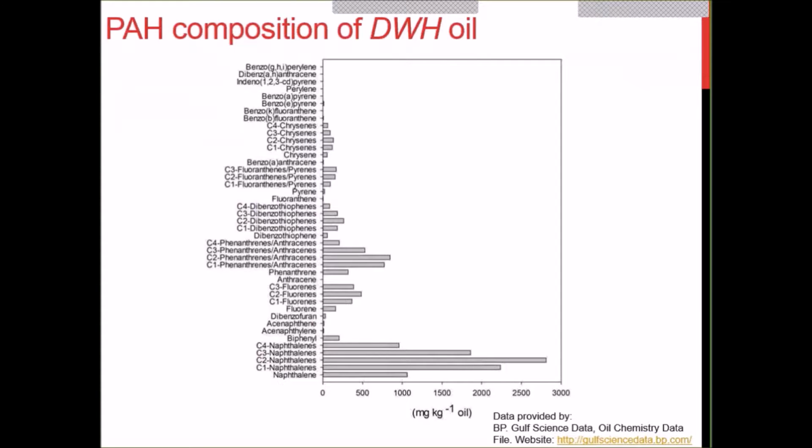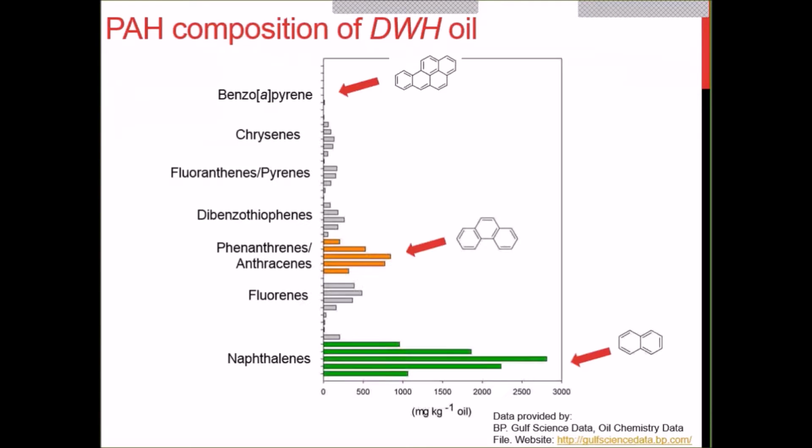Here's a graph showing you the PAH composition in Deepwater Horizon oil. It's a little complex, so I'm going to simplify it by breaking it down by the different classes of PAHs. On the bottom, you can see the naphthalenes in green, the phenanthrenes in orange, and then benzo[a]pyrene up at the top. You can't see a bar for it. Benzo[a]pyrene is found in very small concentration in Deepwater Horizon oil. However, it is detected, but as you can see here, at much lower concentrations than the naphthalenes or the phenanthrenes. I'm showing you this because not all PAHs are found in equal concentration in oil.